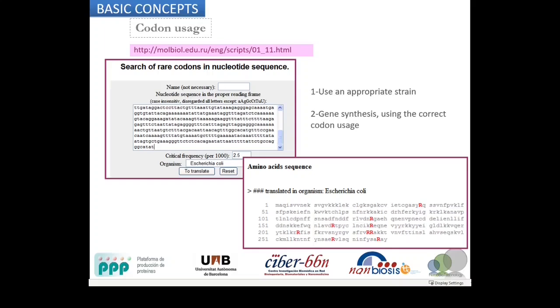Therefore, it's not a matter of having the most prevalent codons in a specific position, but also to know the rate of translation in any of the domains that are present in a protein.